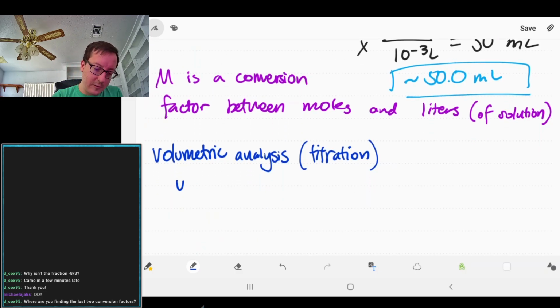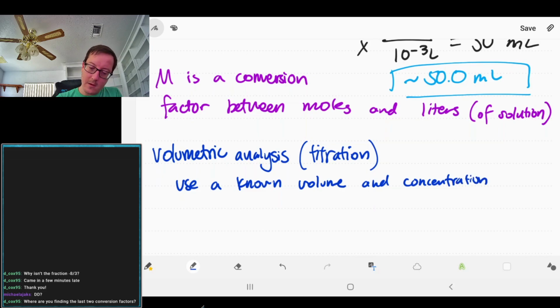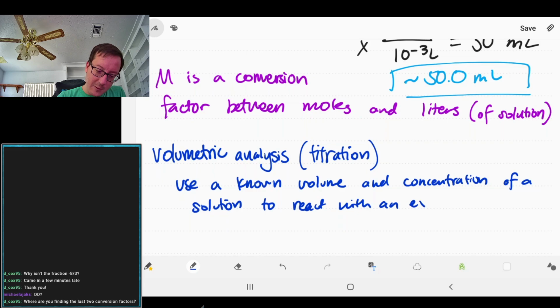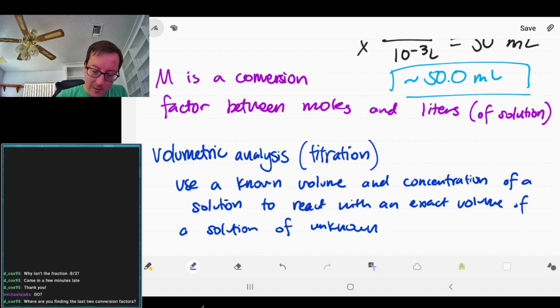Basically, you use a known volume and concentration of a solution to react with an exact volume of a solution of unknown concentration.